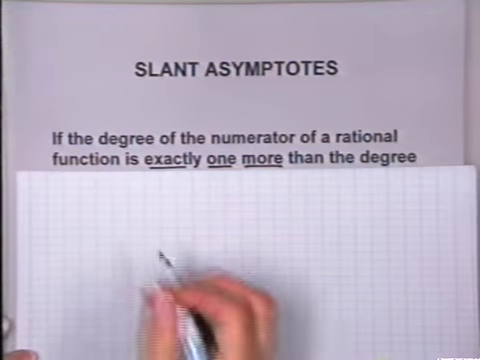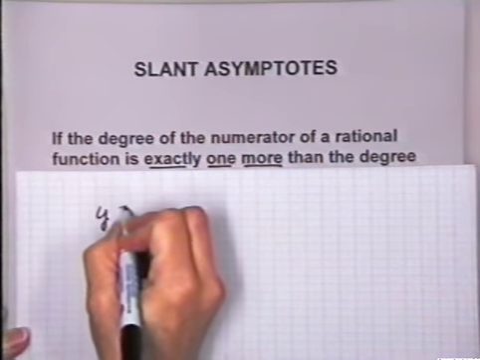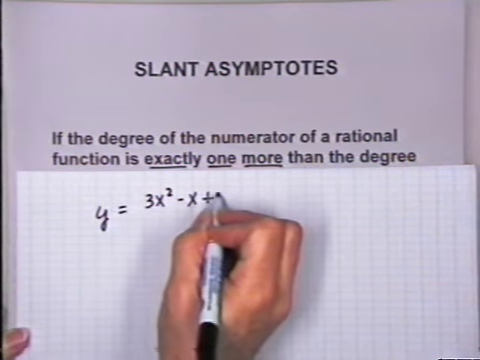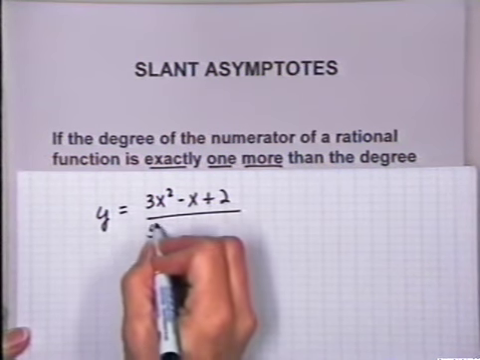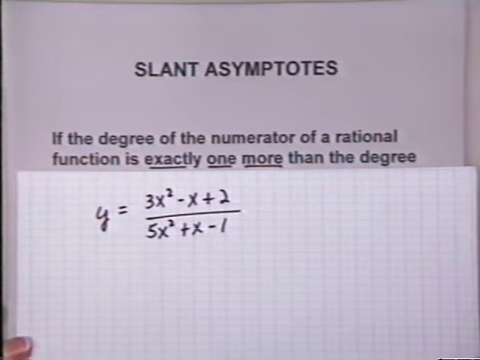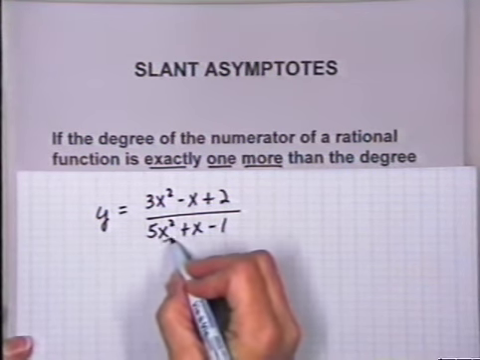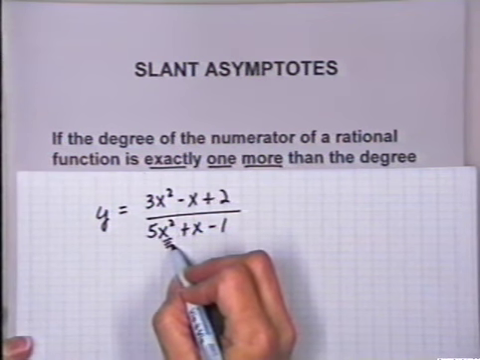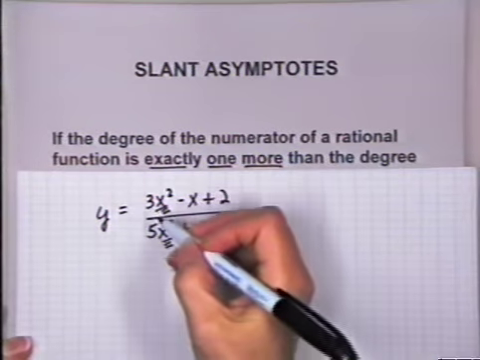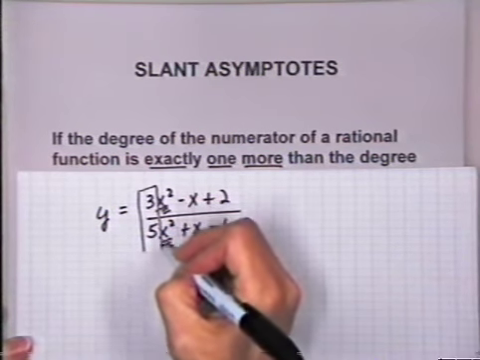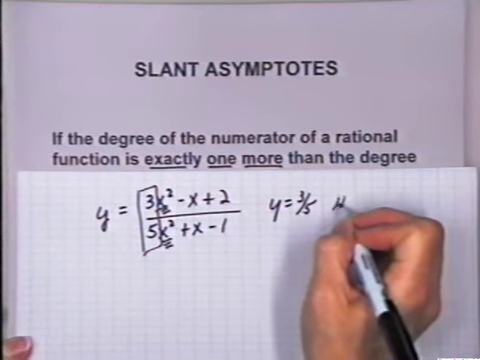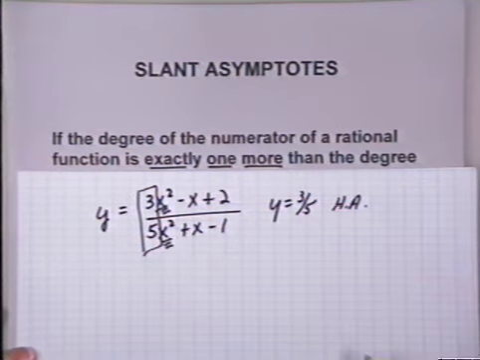Now I want to talk a little bit about this idea of slant asymptotes before we go to one of our problems. Let's take an equation like y equals 3x squared minus x plus 2, let's say, over 5x squared plus x minus 1. We have looked at some similar problems. The largest power of x down here is x squared. Notice again up here we have x squared. We've talked about taking these leading coefficients here. y equals 3/5 gives us a horizontal asymptote.